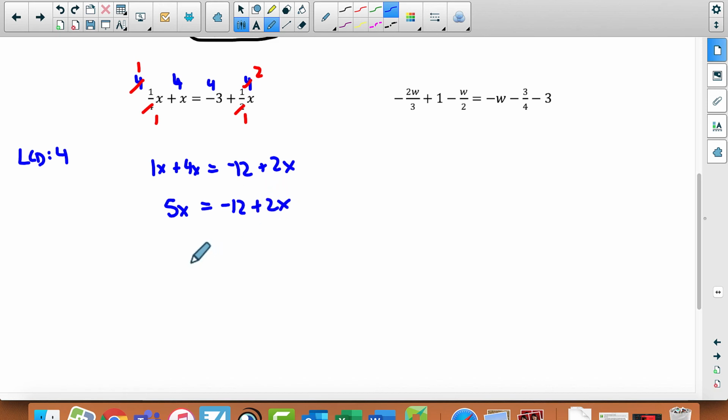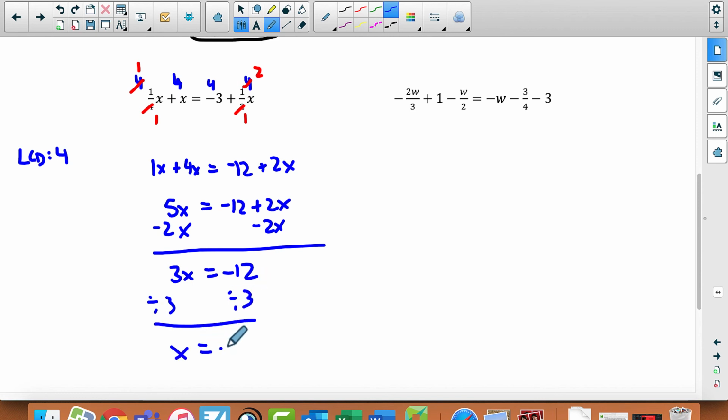Next, let's get all our x's to one side. 5x and 2x. I'm going to move the smaller one, the 2x. So minus 2x and minus 2x. So we have 3x equals negative 12. Last step, divide by 3, divide by 3. X equals negative 4.